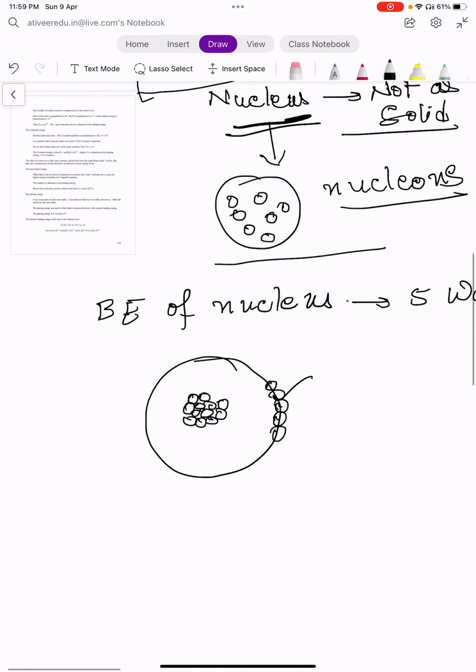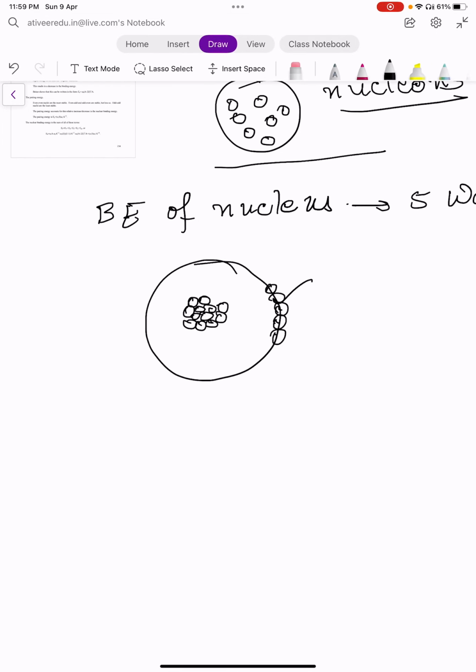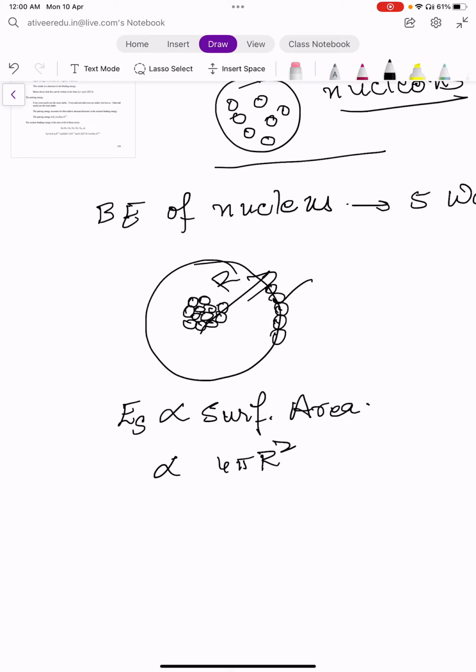Now, how to find the expression for the surface energy? Surface energy is related to the number of nucleons on the surface, and the number of nucleons on the surface is proportional to the surface area. So surface energy is proportional to the surface area of the nucleus. Surface area is 4 pi r squared if I take the radius of the nucleus as r. Now we know r equals r naught A to the power 1 by 3, so it can be written as 4 pi r naught squared A to the power 2 by 3.